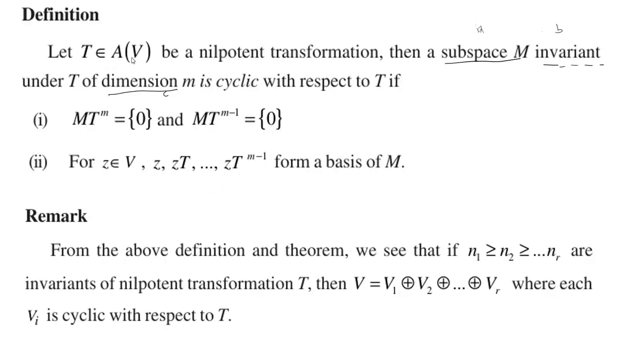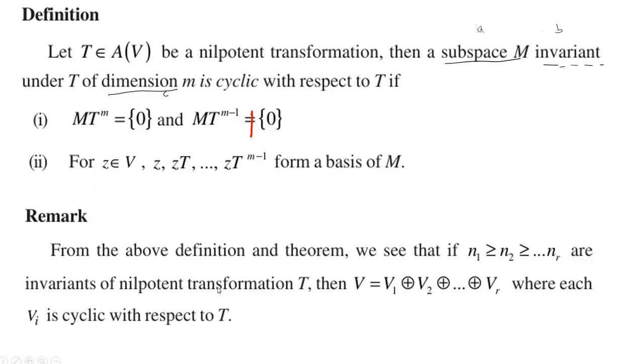First, we have the definition. If T is a member of A(V), which is a nilpotent transformation, then a subspace M invariant under T, of dimension m, is said to be cyclic with respect to T if these two conditions are true. The first one: M T^m is {0} and M T^(m-1) is not equal to 0. This should not be 0. So we have the second condition.